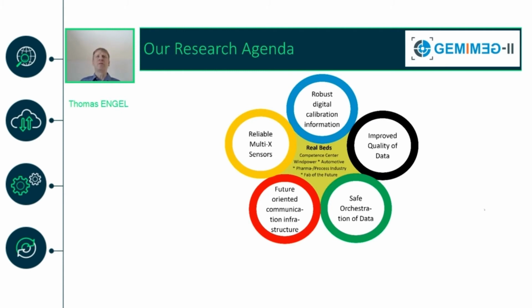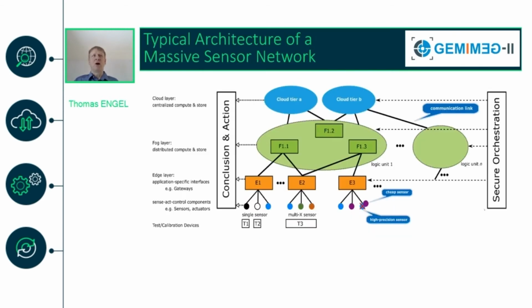And in order to show the feasibility of the entire project, we have planned a real bet or different real bets. In sum, they are 5. We do have one in the competence center of wind power, then one for automotive, which is autonomous driving, then 2 in the pharma and process industry, and 1 on the Fab of the Future, which is directly aimed at Industry 4.0.